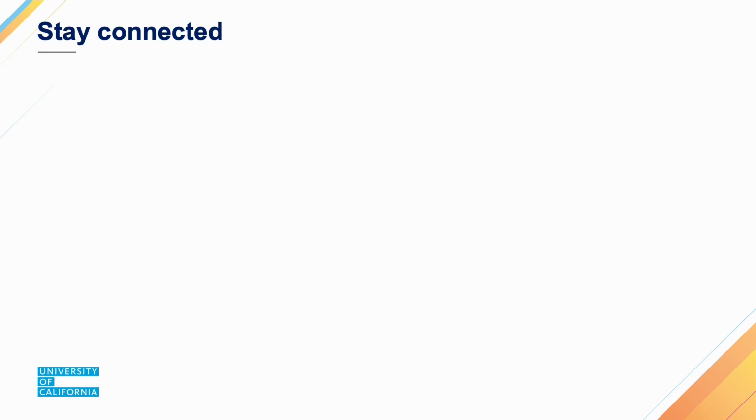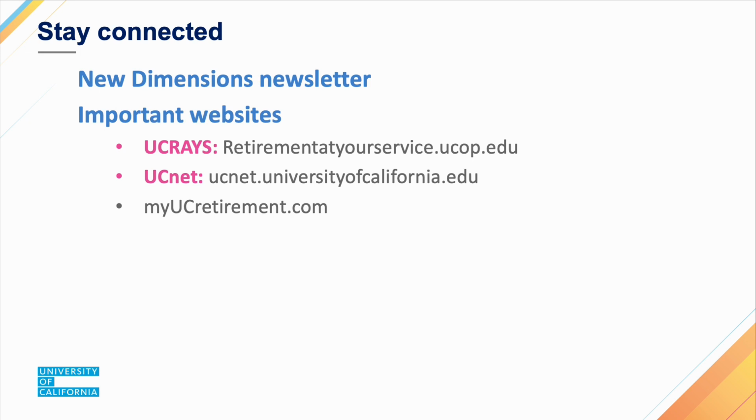In addition to UC Raise and/or Net Benefits, another way to stay connected with the university is through the New Dimensions newsletter. This is a quarterly newsletter with news about UC, anything about benefits, or even information about fellow retirees. So you'll be able to follow UC news and retiree insurance issues on both UCNet and through the New Dimensions newsletter. Other sources, again, are UC Raise, UCNet, and myucretirement.com.